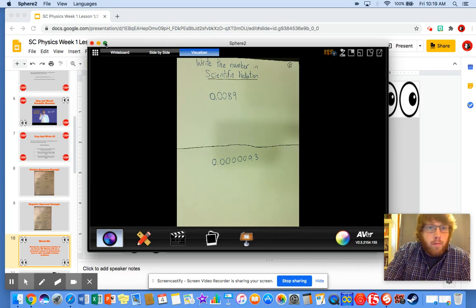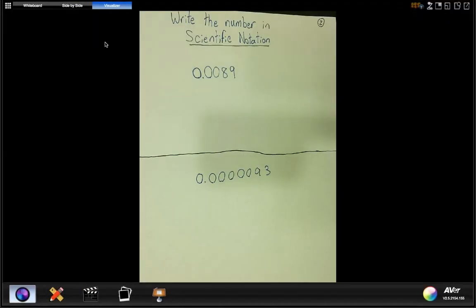Notice while I make this full screen, here we go, that we have small numbers this time, right? We have 0.0089 and 0.00000093. If you're anything like me, that's way too much writing to do. So let's once again use scientific notation to this time represent really small numbers.